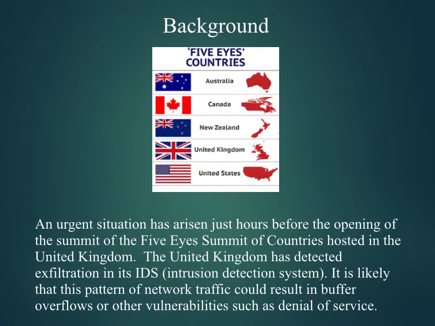Let's begin with a little background. An urgent situation arose this morning just hours before the opening of the summit of the Five Eyes countries, which is hosted here in the United Kingdom. The United Kingdom detected exfiltration in its IDS, intrusion detection system. It's likely that this pattern of network traffic could result in a buffer overflow or other vulnerability such as denial of service.